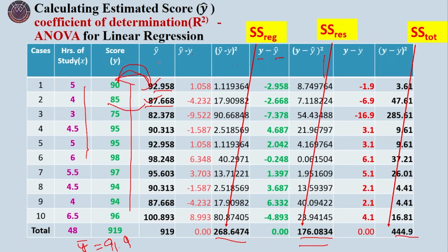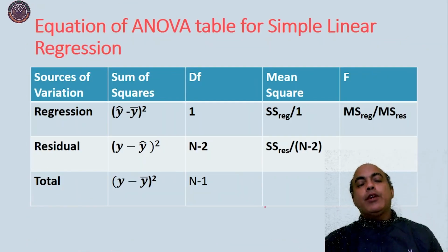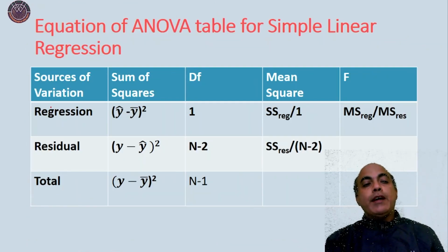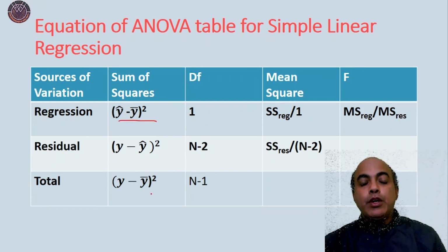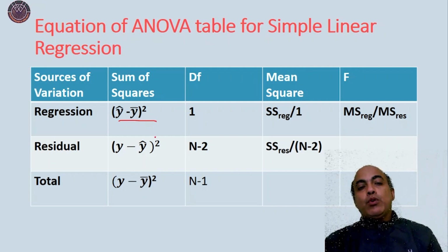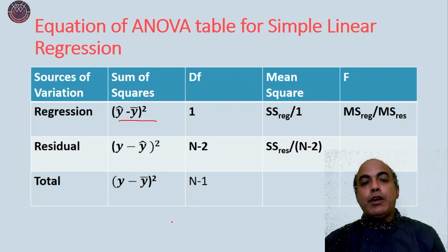Basically we have to use the predicted value of y, and then we can proceed to get all three sums of squares. After obtaining the sum of regression squares, sum of residual squares, and sum of total squares, we can build the ANOVA table. So we require sums of squares, and then there is a column of degrees of freedom.